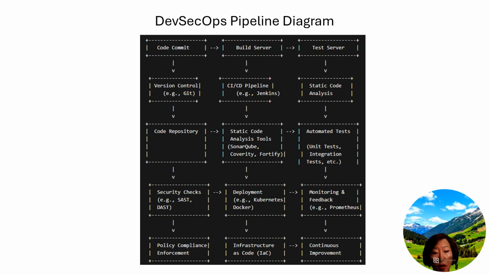So to sum it all up, the benefits are obvious. Consistency: automated tools ensure that security checks are consistently applied, reducing variability and human error. Early detection is important. Issues are detected early in the development process, making them easier and less costly to fix. Continuous compliance ensures that all code adheres to security policies and standards before being deployed.